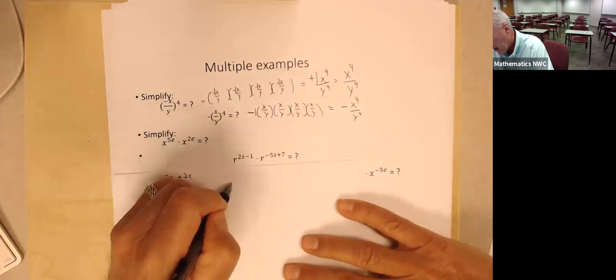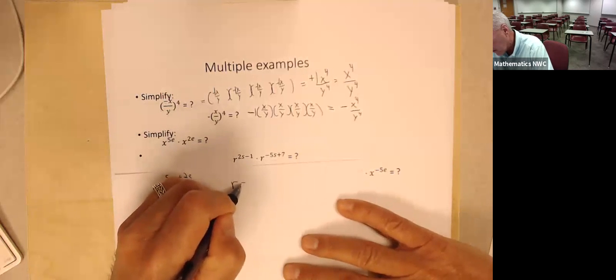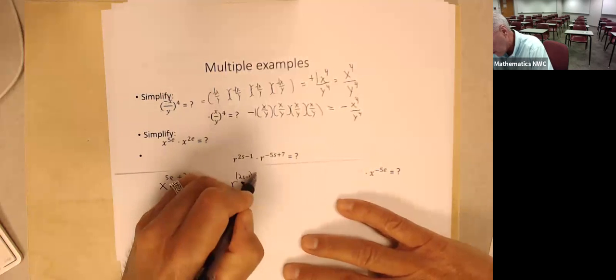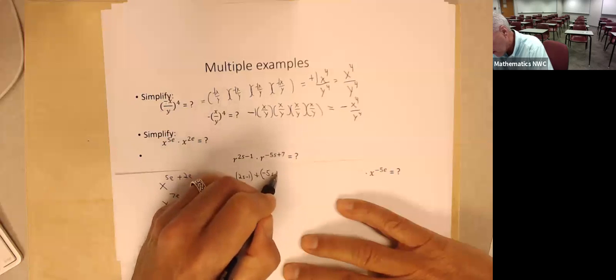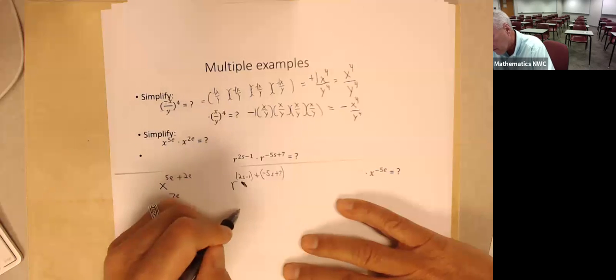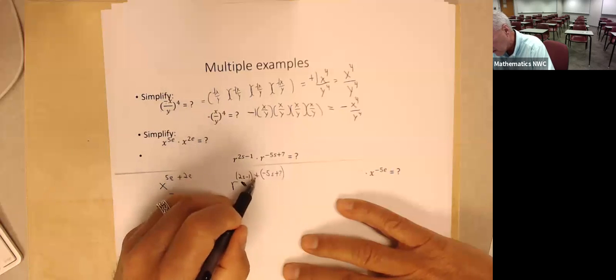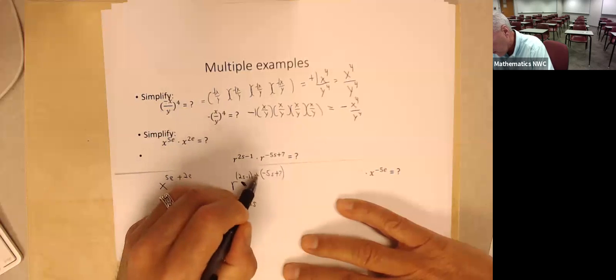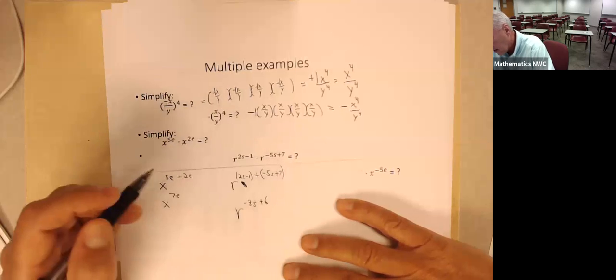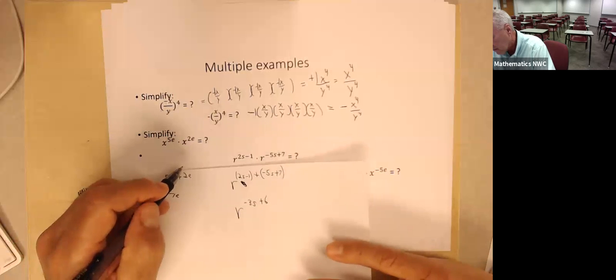This one, I'm going to add the exponents. So I'm going to take 2s minus 1. Sorry about the scribble there. I need to add it to a negative 5s plus 7. So 2s plus a negative 5s is a negative 3s. Negative 1 plus 7 is 6. And that would be my answer.